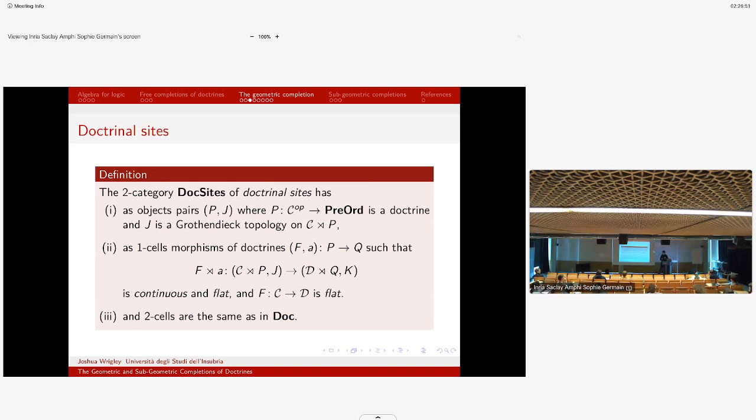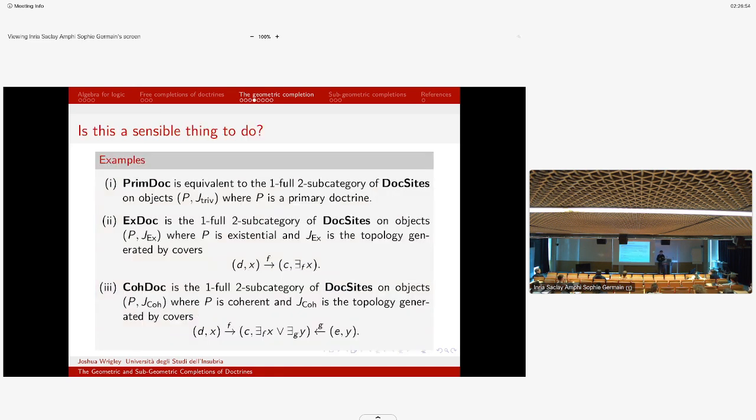So it looks strange, I appreciate that, but we're going to connect it back to standard doctrine theory by noticing that a lot of the previous categories of doctrines that we wanted to consider fit very nicely into this narrative. Primary doctrines: when I say one-full, that means that I'm full on my 1-cells and on my 2-cells. So primary doctrines is the one-full 2-subcategory on objects of the form primary doctrine, trivial topology. Existential doctrines is a one-full 2-subcategory on objects of the form existential doctrine, and then this existential topology, which is generated by covers of this form, that my X covers its image under the existential quantification.